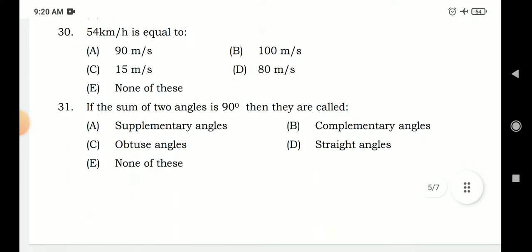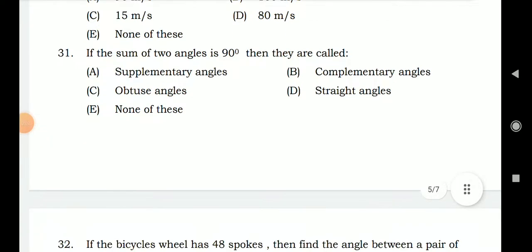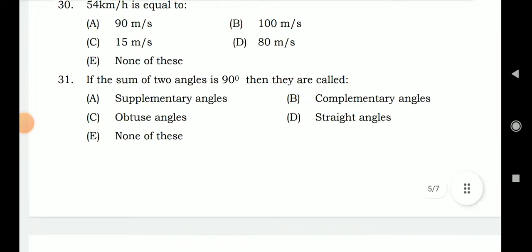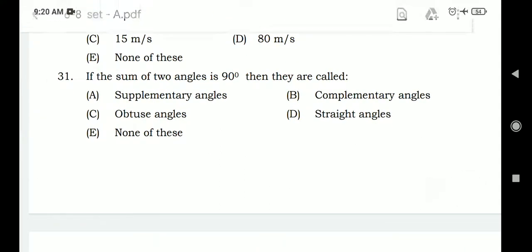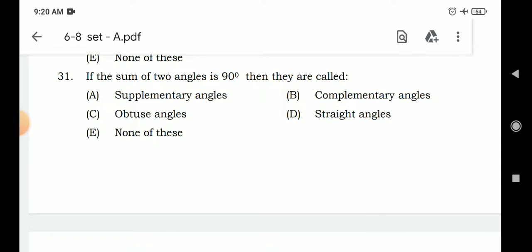Okay, dear student, now come to the next question. The sum of two angles is 90. Then what will be its correct answer? Its correct answer is the complementary angle. You know, if the sum of two angles is 90 degrees, then complementary is the correct answer. And if the sum is 180 degrees, then supplementary angle, and if the sum is 360 degrees, then the complete angle. So the correct answer is option B.